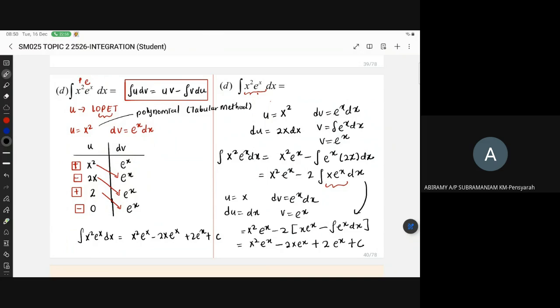But it's a bit tedious because this question for by parts involves a polynomial with power 2. The higher the power, the more difficult by parts is going to be. So it is advisable to use the tabular method when we have u as a polynomial, especially a polynomial of higher power, for example x squared, x cubed, and so on. It will be best to use the tabular method.